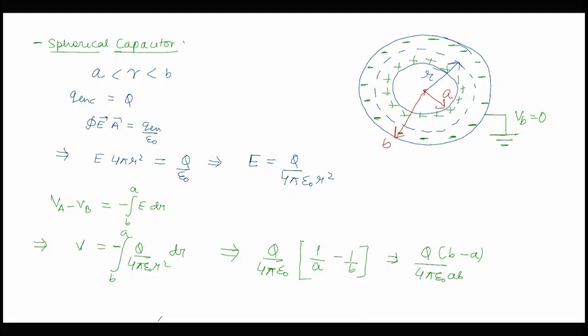So from here, if we calculate the value of Q by V, I can again rewrite this equation, that V is equal to Q times (B minus A) upon 4 pi epsilon naught AB, and if we calculate the capacitance C, that is Q by V, we can write it as 4 pi epsilon naught AB by B minus A. So this is the value of capacitance of a spherical capacitor with inner radius A and outer radius B.